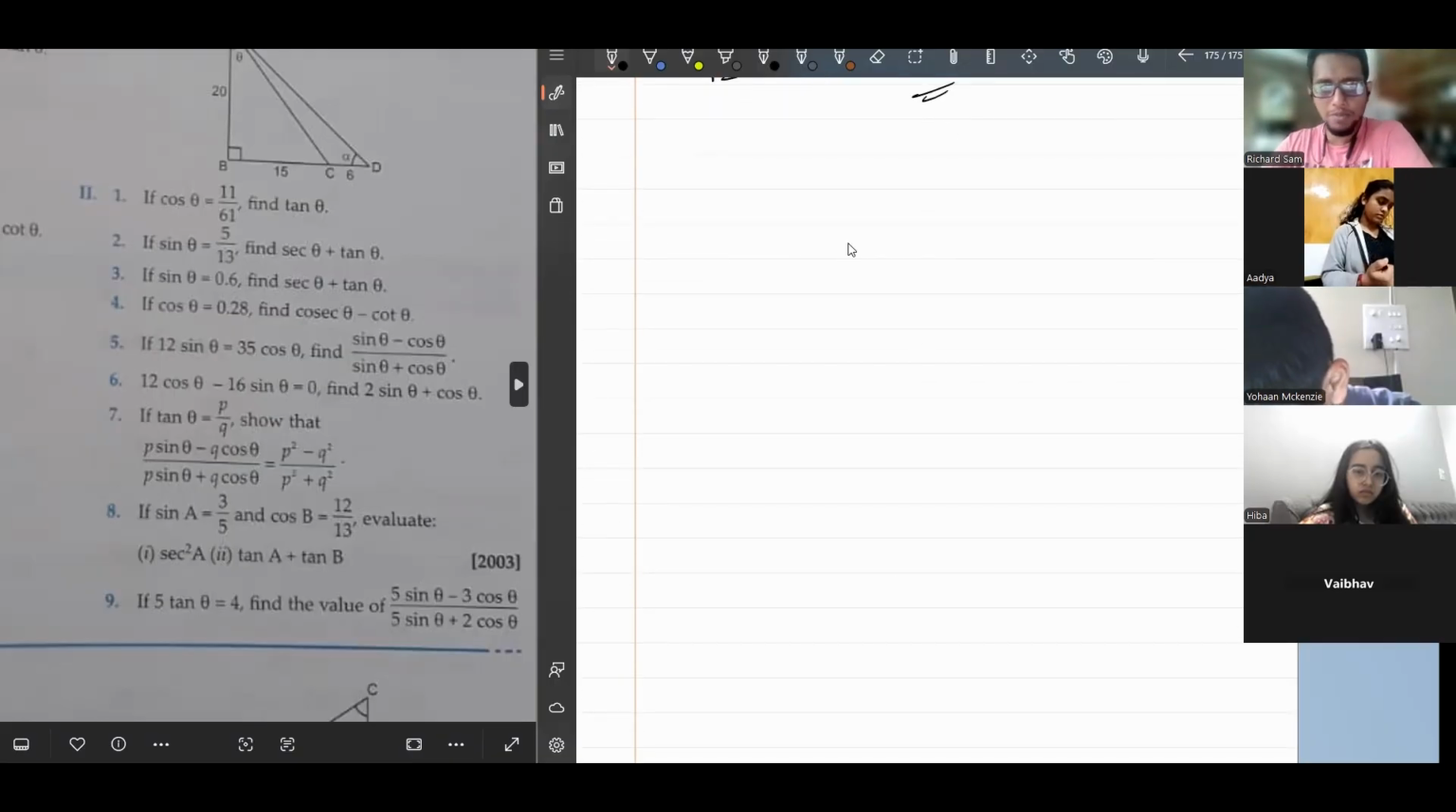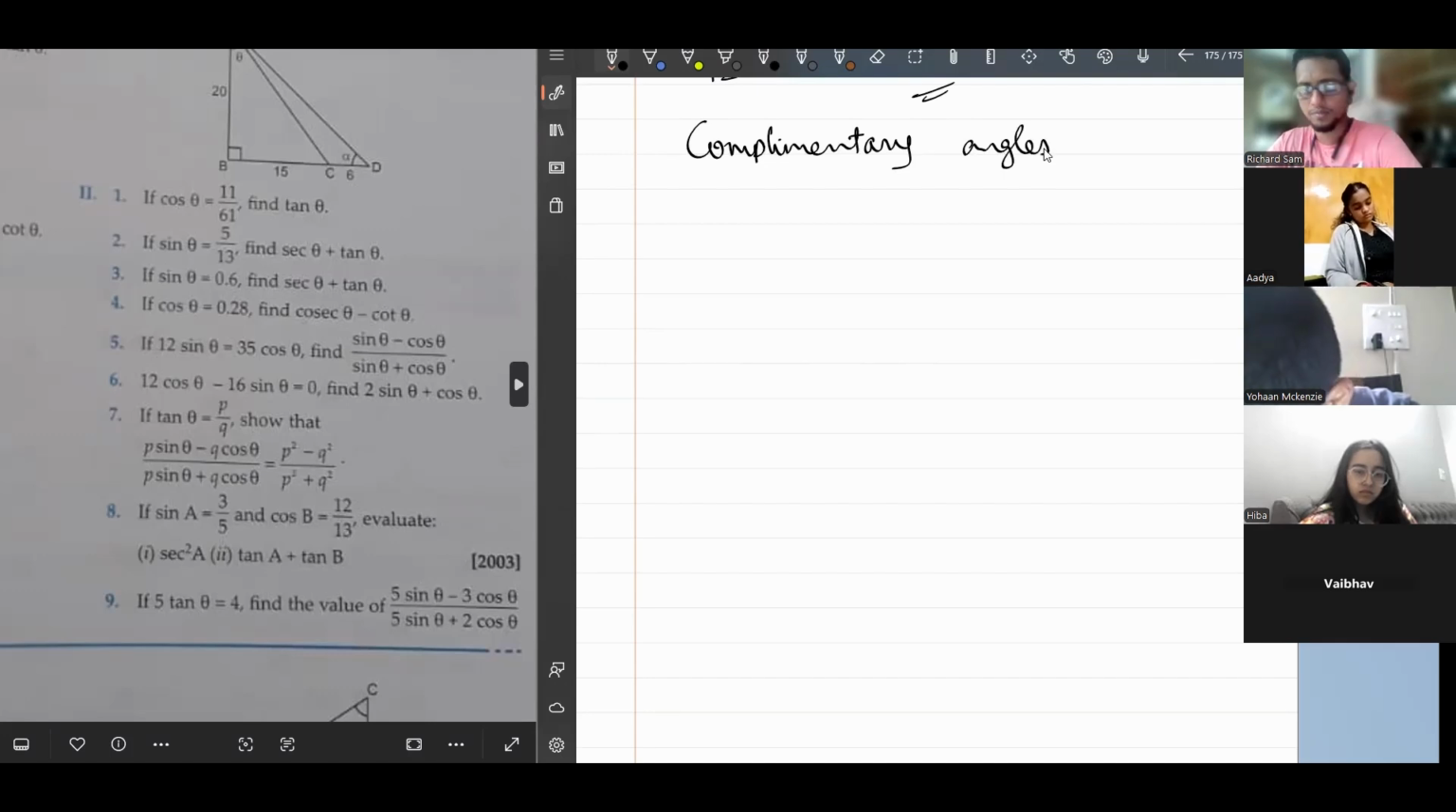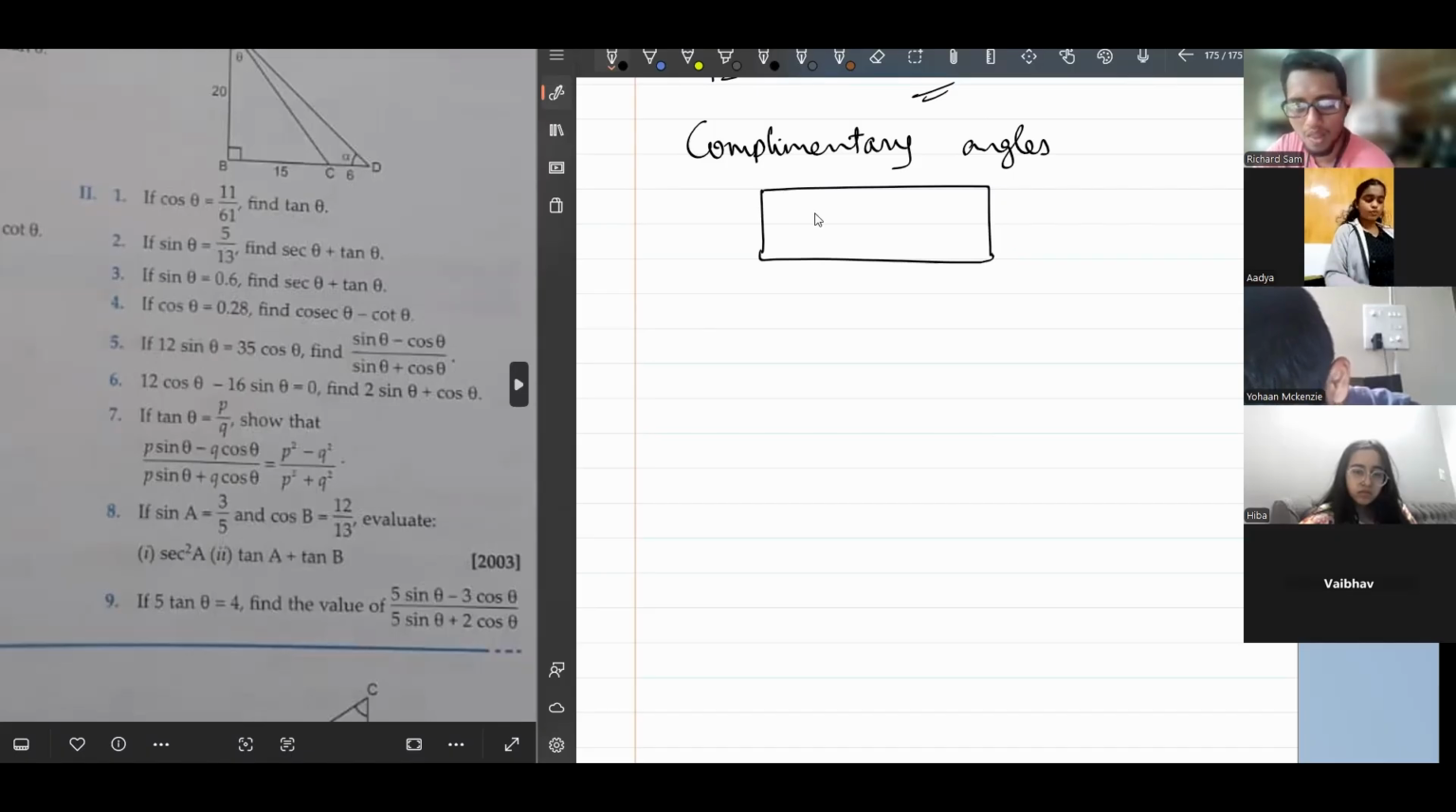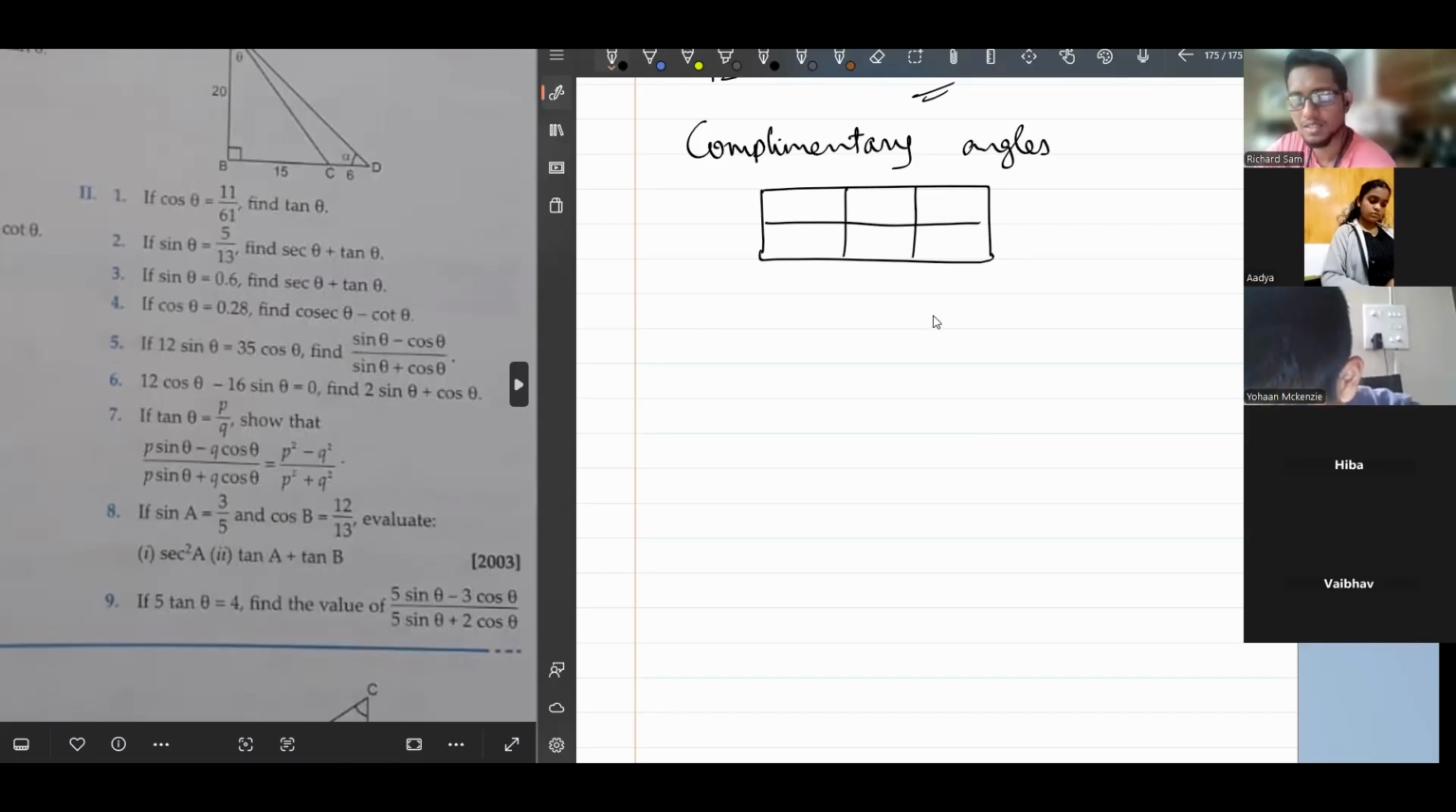The next topic is called complementary angles. Write down the heading, complementary angles. Now, what is the meaning of complementary angles? What's complementary angles, Hiba? Have you heard this word before? The angles that add up to 90 degrees. Okay. Complementary angles are angles that add up to 90 degrees.